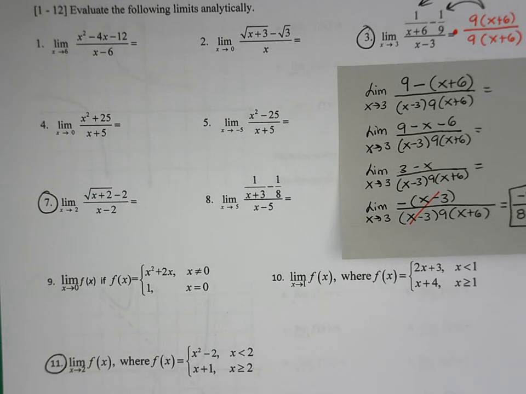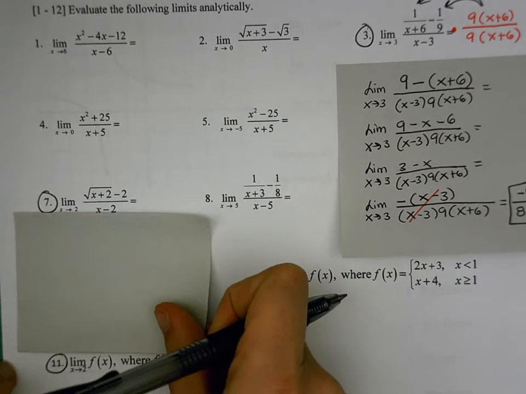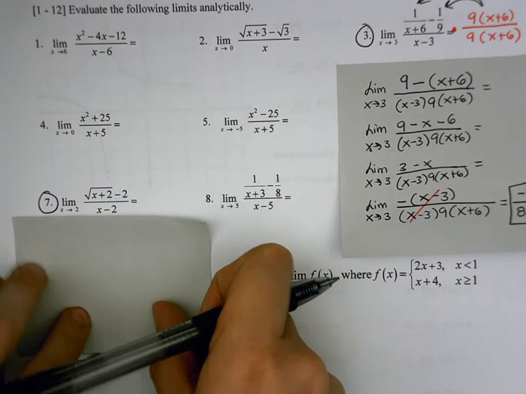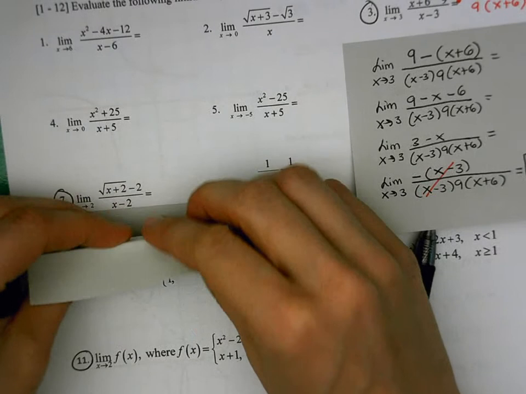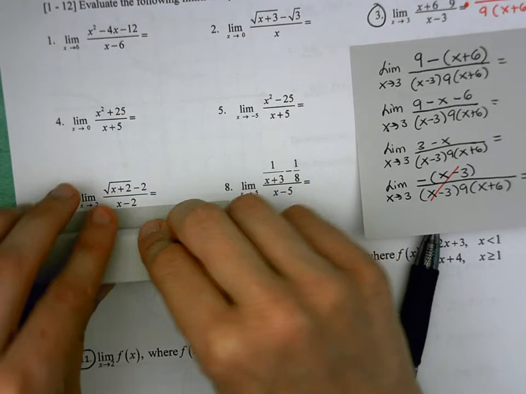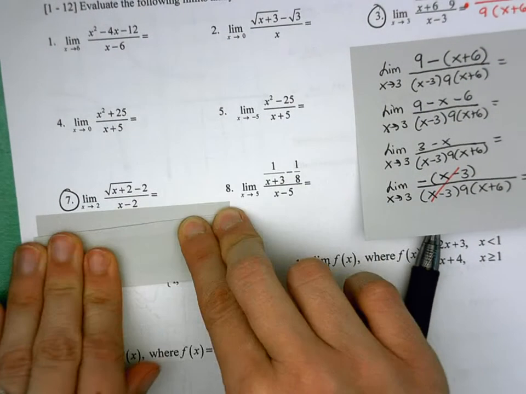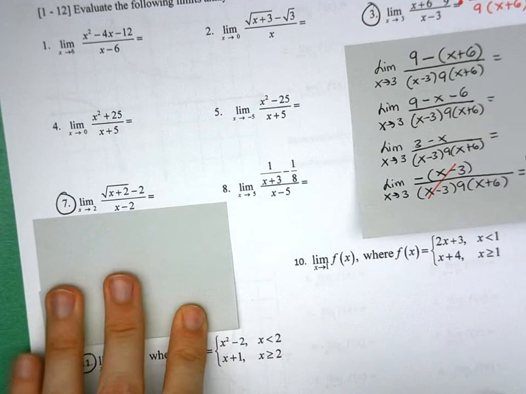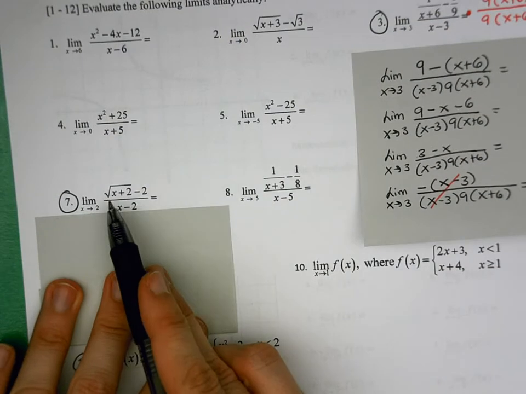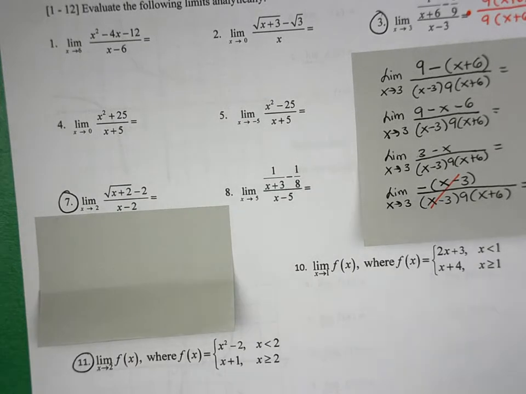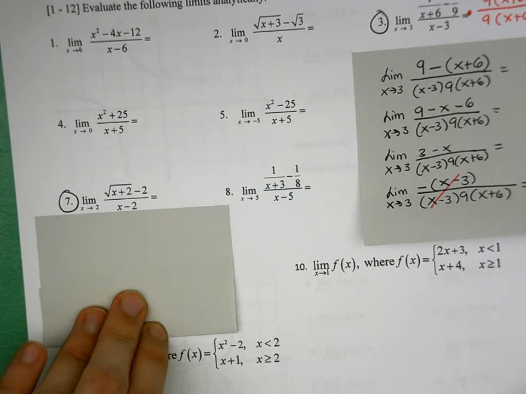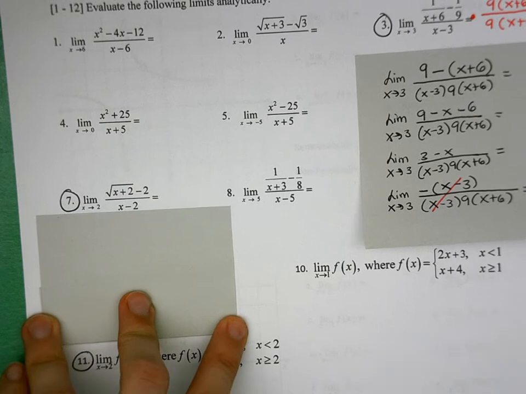Okay, with number 7, I'm also going to need a little bit of space, so let me go ahead and add in my post-it note here. Because we have some work to do. When I plug in 2, I get root 2 plus 2, or root 4, which is 2, minus 2 is 0, over 2 minus 2 is 0. I can't have 0 over 0, so what am I doing in number 7?